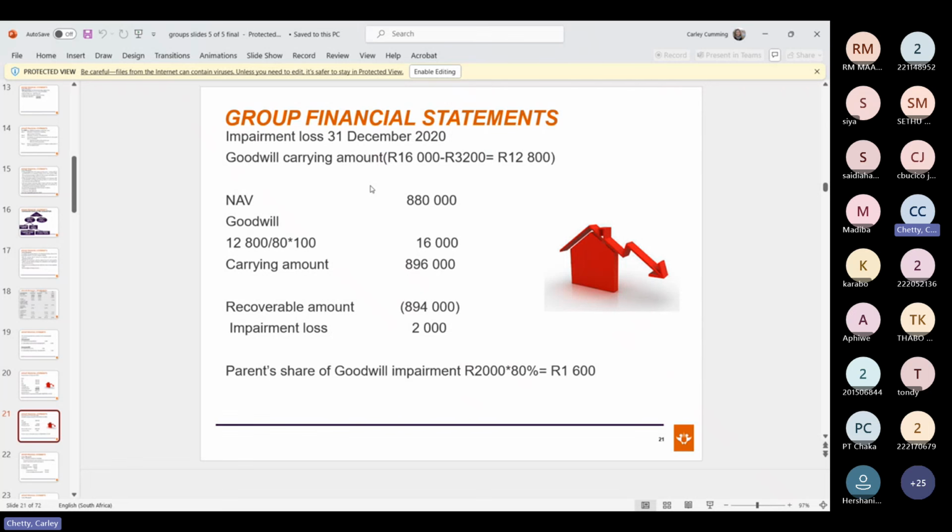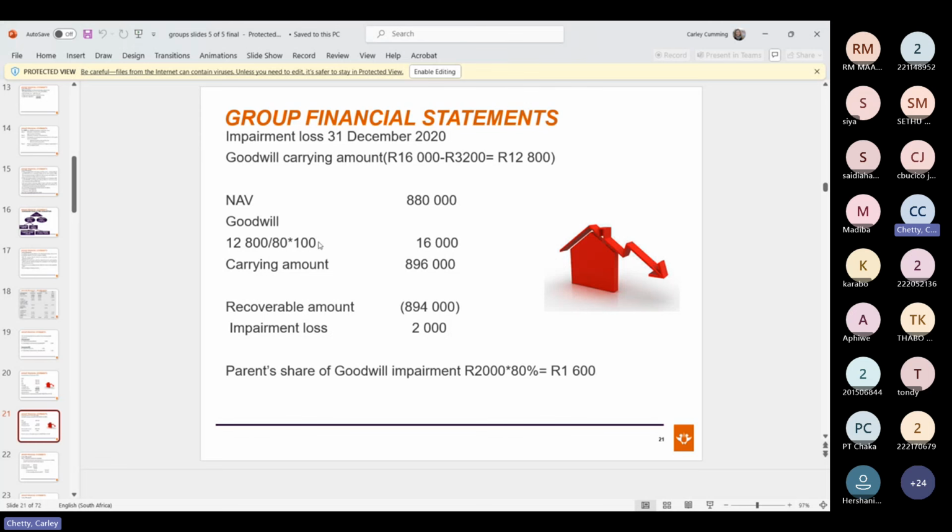We also need to calculate the impairment loss on 31 December 2020. So remember, on 31 December 2020, we had goodwill of 16,000, but it was already impaired in 2019. The impairment was 3,200. So now the amount of goodwill at 31 December 2020 is 12,800. So here we have a net asset value of 880,000, and that is made up of the share capital of 500,000 in the scenario and the retained earnings on acquisition of 380,000. So that will give us a net asset value of 880,000.